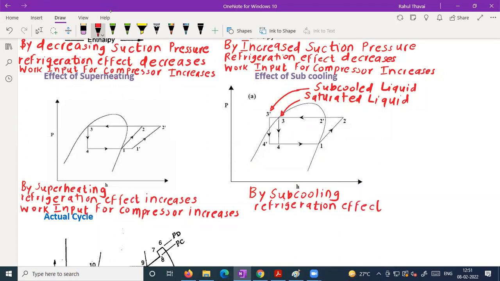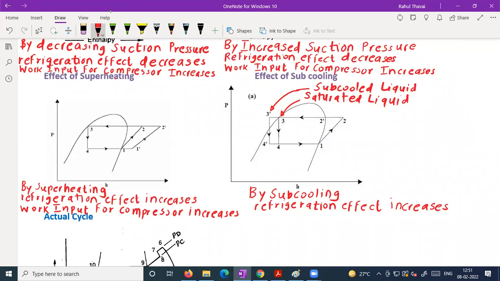Let us first comment on the refrigeration effect. What happens with the refrigeration effect? Initially it was H1 minus H4. Now it is H1 minus H4 dash, right? So the refrigeration effect increases. Are you agreed to this one? Initially it was H1 minus H4, now it is H1 minus H4 dash, so the refrigeration effect increases.